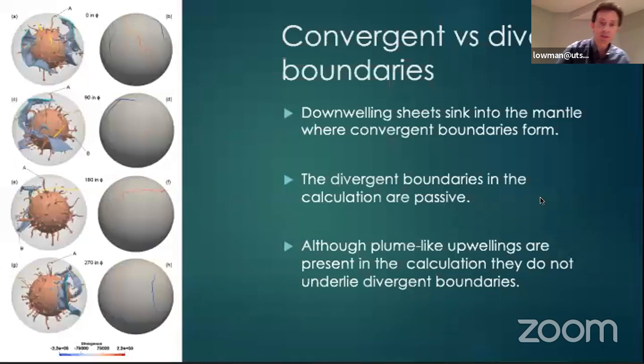The divergent boundaries in the calculation are passive. So although we find plume-like upwellings that are present in the calculation, they don't underlie the divergent boundaries.